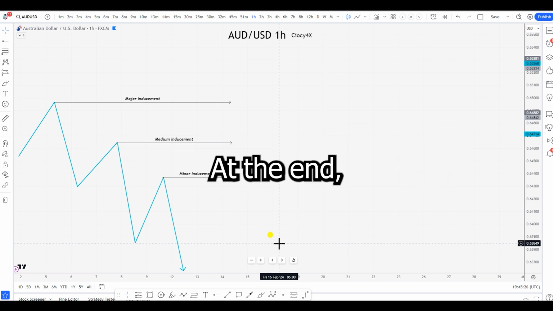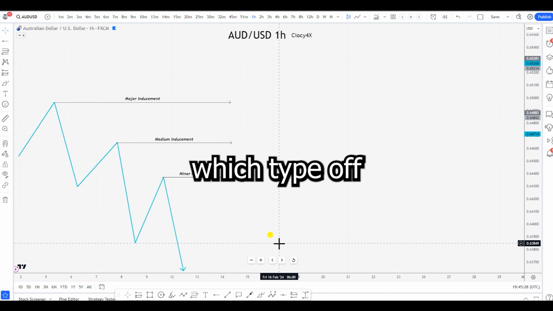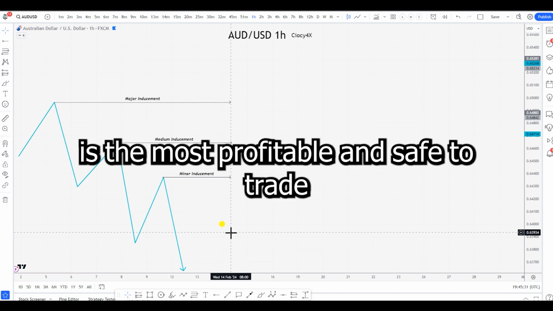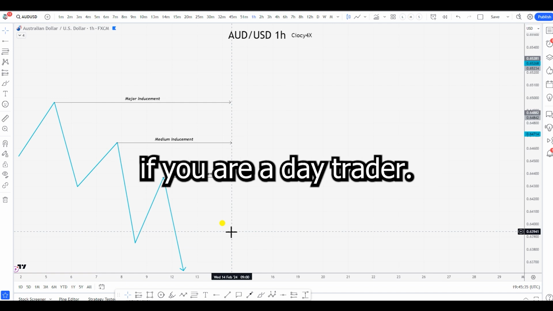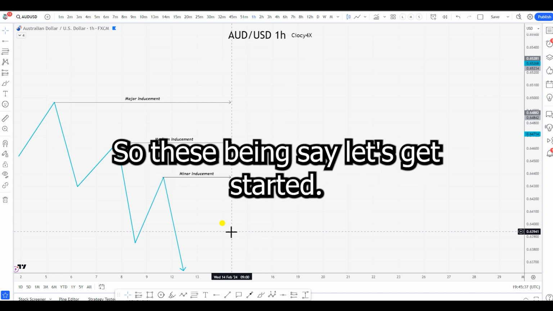As a bonus, at the end, I will also tell you which type of inducement setup is the most profitable and safe to trade, and which one is very risky if you're a day trader. So this being said, let's get started.